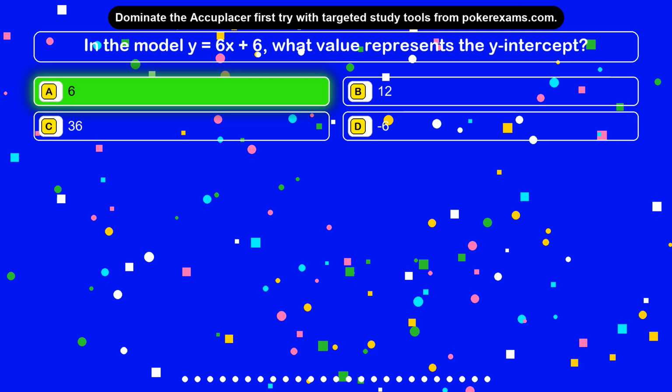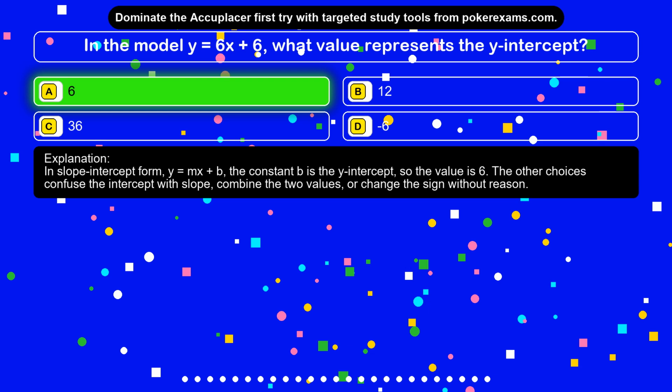The correct answer is option A, 6. In slope-intercept form, y equals mx plus b, the constant b is the y-intercept, so the value is 6. The other choices confuse the intercept with slope, combine the two values, or change the sign without reason.